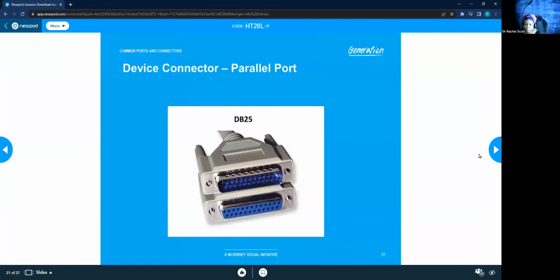Here's your parallel port, DB25. The number refers to the number of pins. DB is D-subminiature, and they say D because if you lay it on its side, it looks like a D. It's like a rhombus. They were used for dot matrix printers back in the day. It's an old printer port.